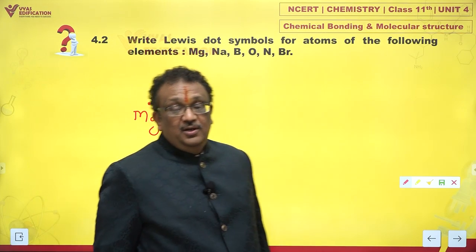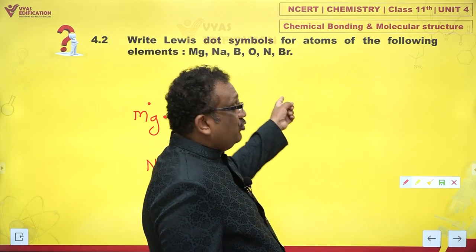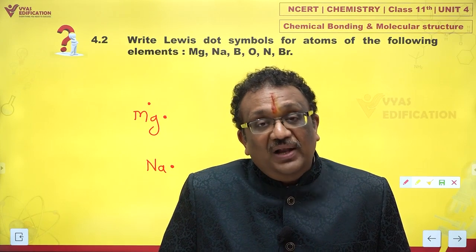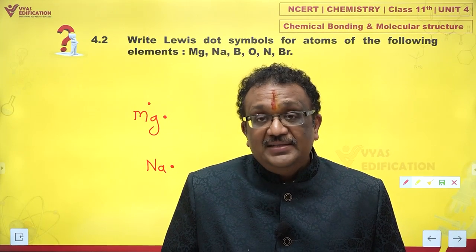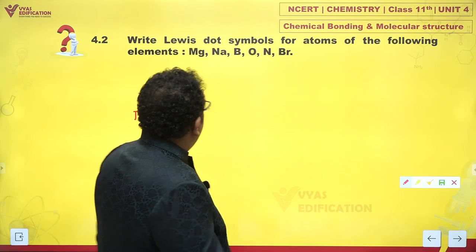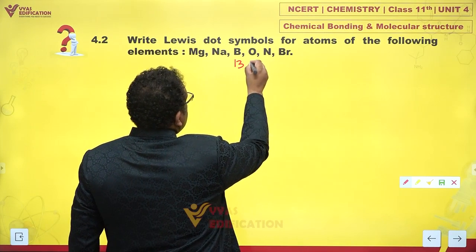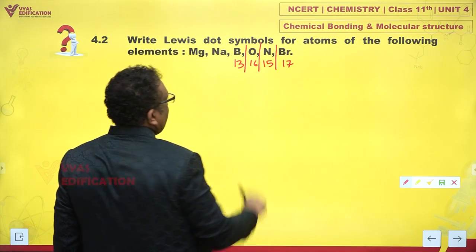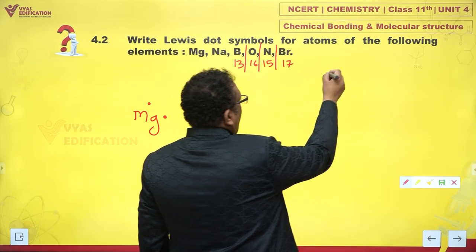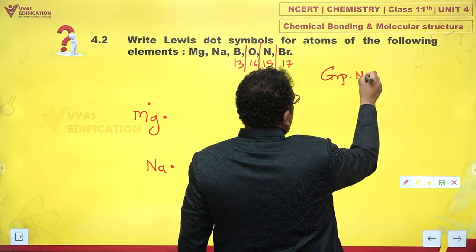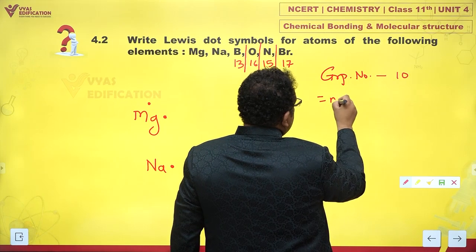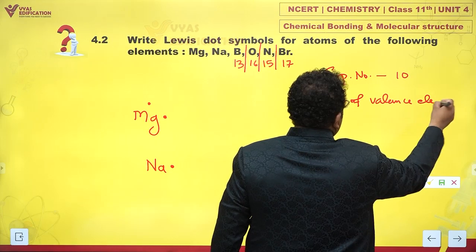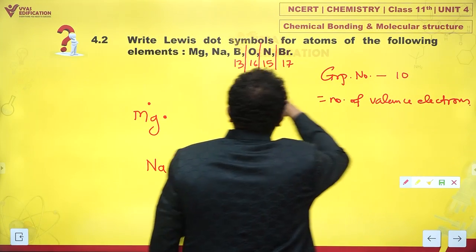For P block, now boron, oxygen, nitrogen, bromine, all of them belong to P block. For P block, the number of valence electrons is group number minus 10. Boron belongs to group 13, oxygen to 16, nitrogen to 15, and bromine to 17. The formula is group number minus 10 is equal to the number of valence electrons.